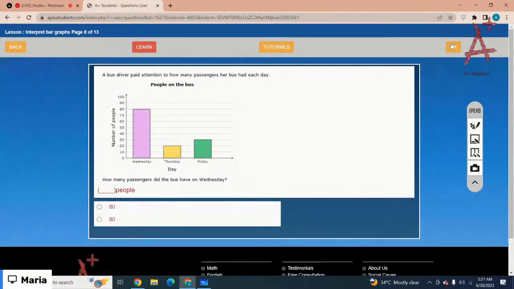A bus driver paid attention to how many passengers her bus had each day. How many passengers did the bus have on Wednesday? Here is the bar for Wednesday. Just match it to the y-axis. It would be 80 people. That means on Wednesday, the bus has 80 passengers. So, the correct option is 80.